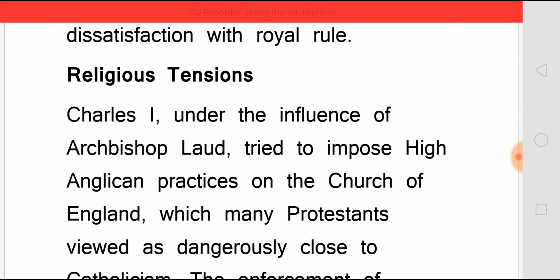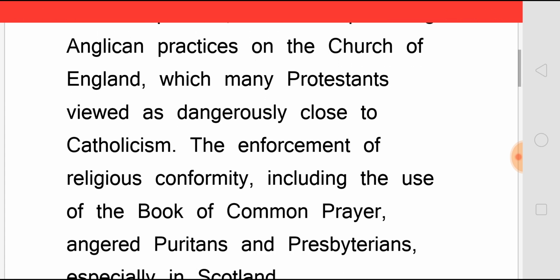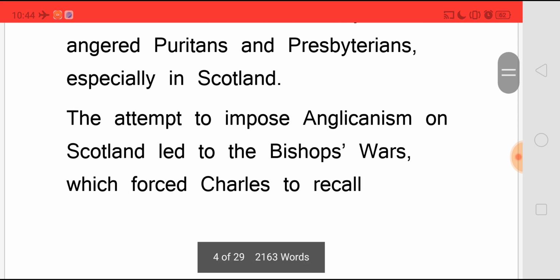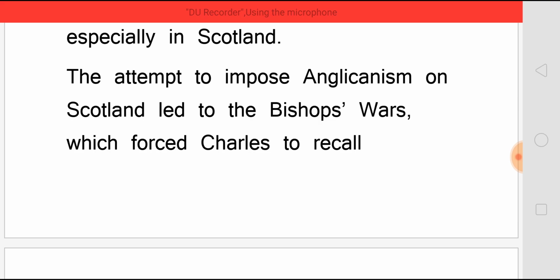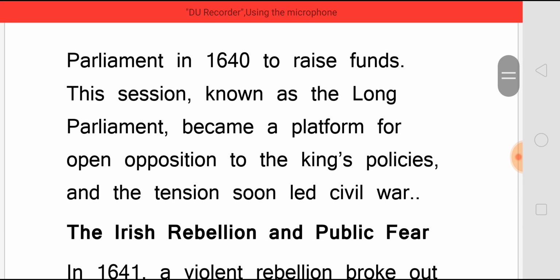And there were also religious tensions. Charles I, under the influence of Archbishop Laud, tried to impose high Anglican practices on the Church of England. And this was not liked by the Protestants because they thought that they were going back closely to Catholicism. And the enforcement of religious conformity, including the use of the Book of Common Prayer, angered the Puritans and the Presbyterians, especially in Scotland. The attempt to impose Anglicanism on Scotland led to the Bishops' Wars, which forced Charles to recall the Parliament in 1640 to raise funds. And this session, known as the Long Parliament, became a platform for open opposition to the king's policies, and the tension soon led to civil war.